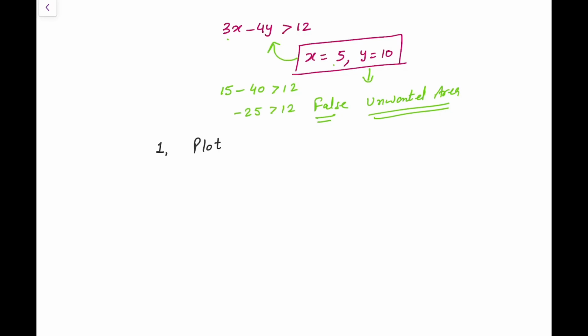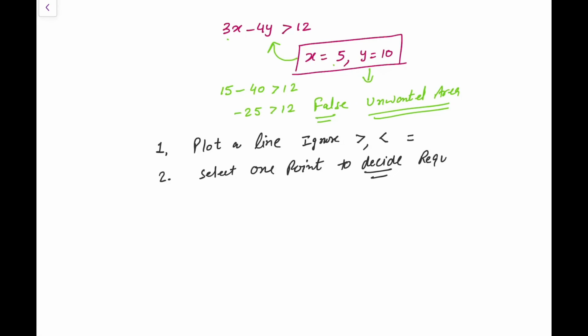So make sure you always try to identify the unwanted and wanted area. So this is the list of what you should do. First of all, plot a line, ignore the greater than or equal to sign, less than sign, sorry. Just focus on the equal to sign. Sometimes it's not even given equal to. Okay, no need to worry. For a line, we have to take it. Second, select one point in the two areas, and decide which one is required or not.